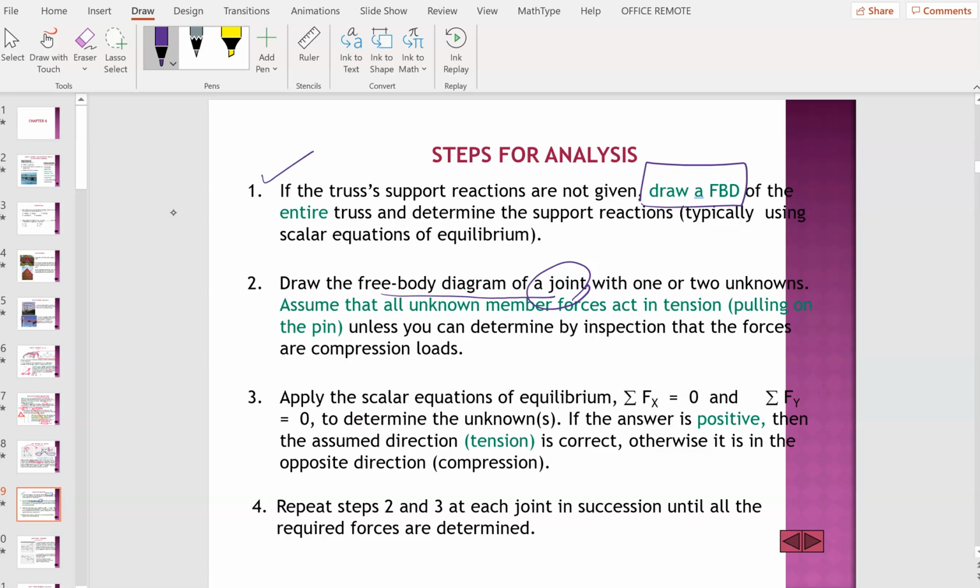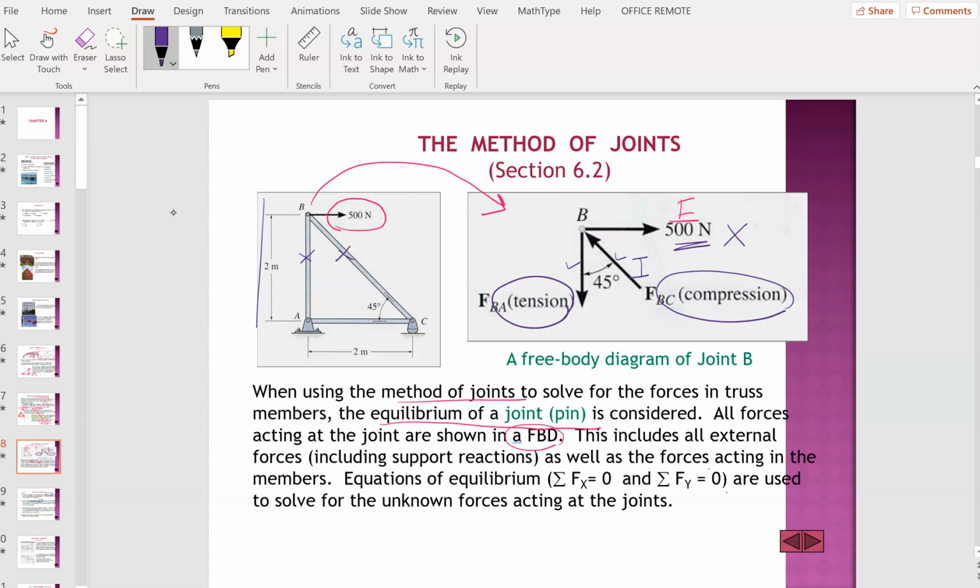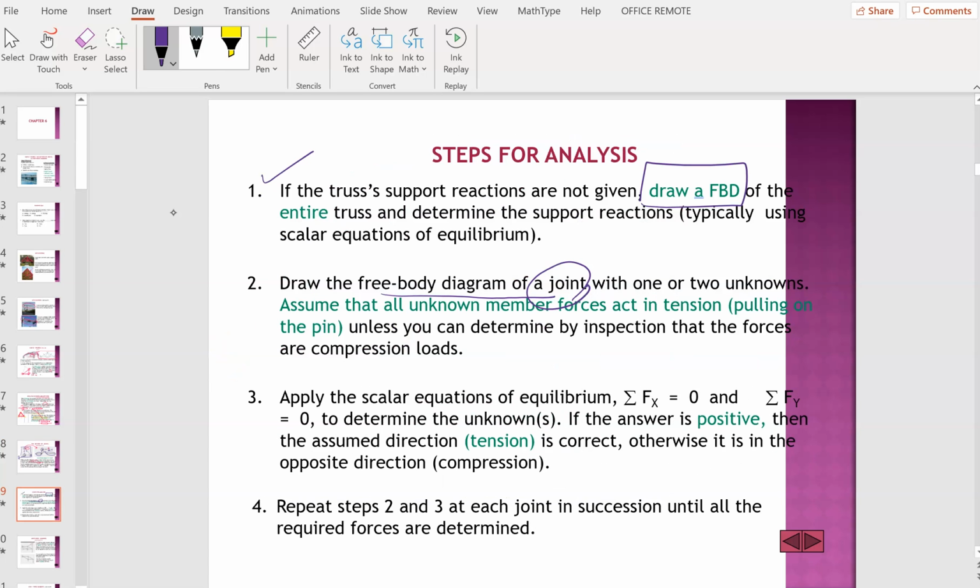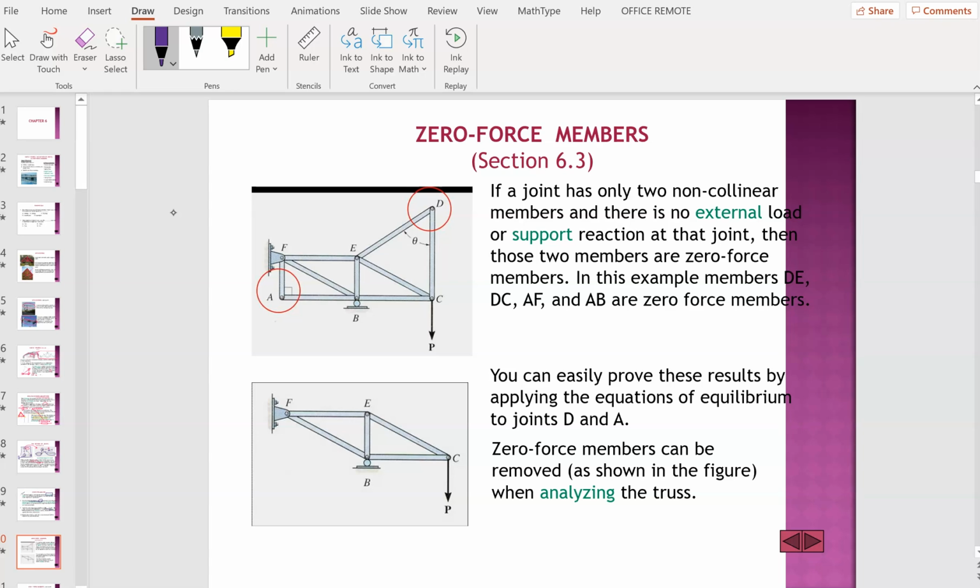Like, for example, look at this structure, this whole thing. First you draw the whole free body diagram. That's step 1. Step 2 would be joint by joint: first joint B, then joint C, then joint A. That's how you do it. Next, apply the scalar equations, Fx equals 0 and Fy equals 0, to determine the unknowns. If the answer is positive, then the assumed direction of tension is correct. I'm going to show this in the next working. Repeat steps 2 and 3 in each joint in succession.